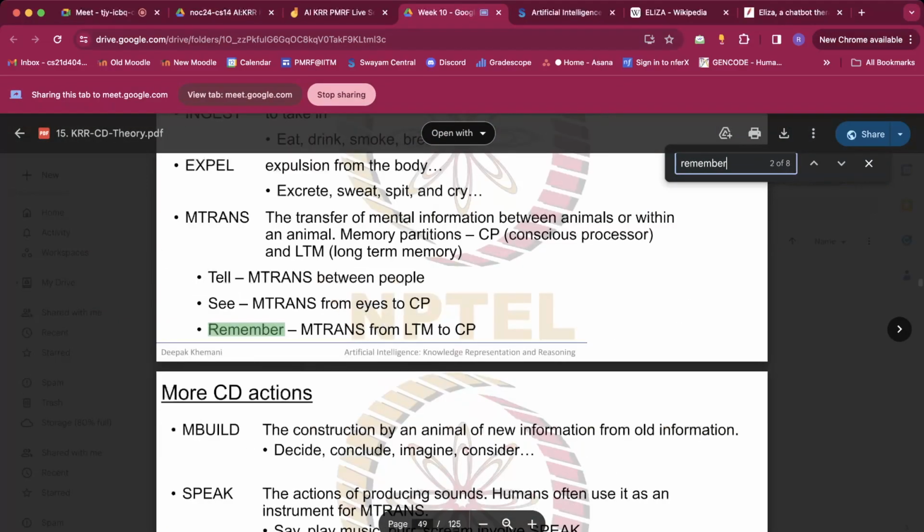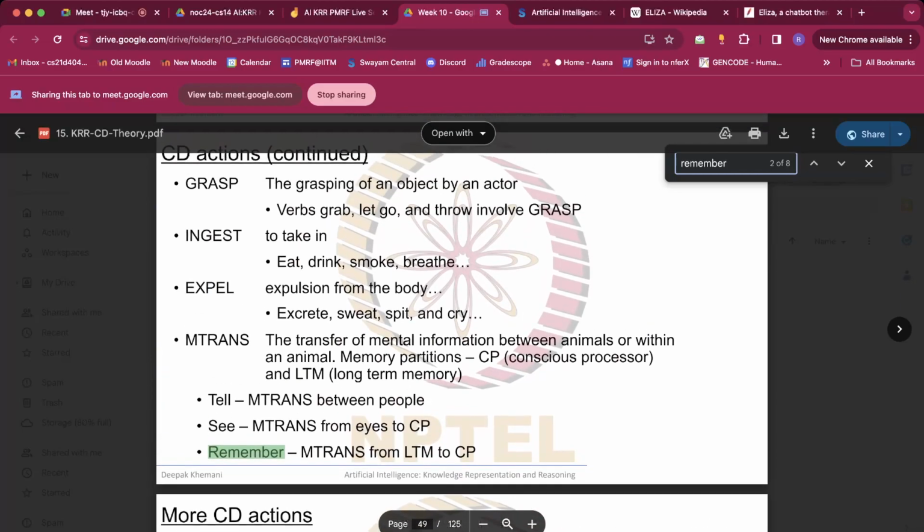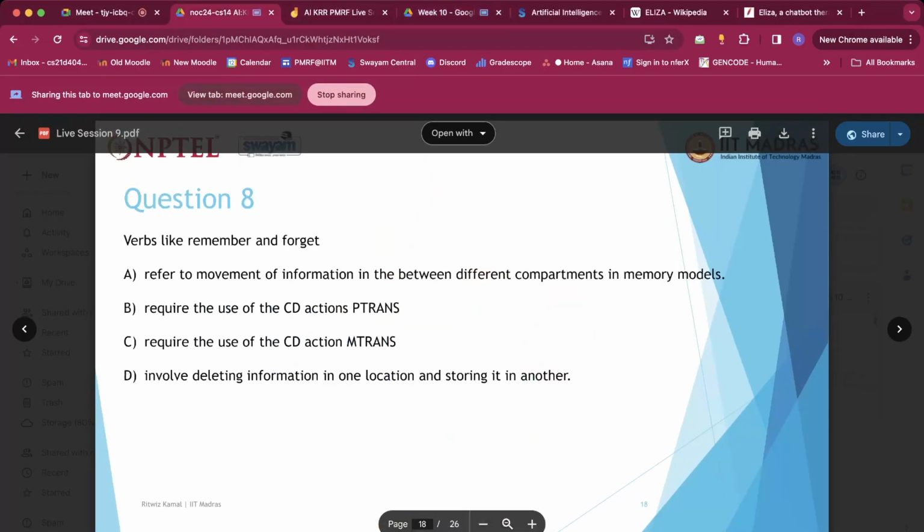and look at remember. This is an example of M-trans. What is M-trans? M-trans is a transfer of mental information between animals or actors within an animal. So when you are remembering something or someone, you are remembering the mental information or the memory of that particular thing or person that you already had in your mind, right? So this is an example of M-trans, or transfer of mental information, which is what is represented by M over here. Because you are transferring information from one part of your memory to another part, it's called M-trans, right? So coming back to the options over here, it refers to the movement of information in between different compartments in the memory models. So this is true.